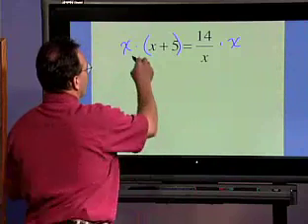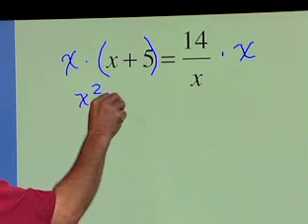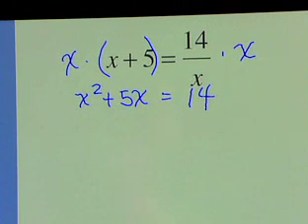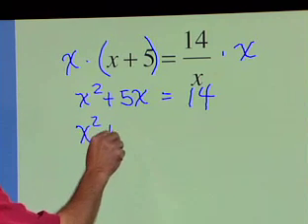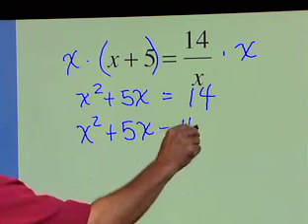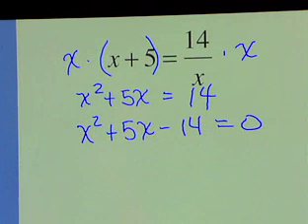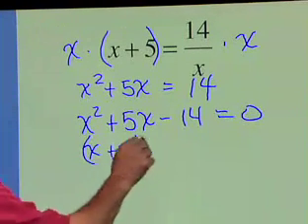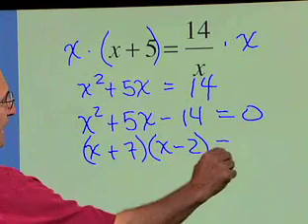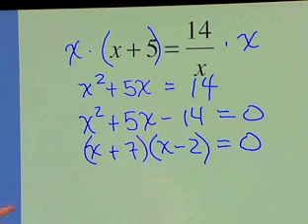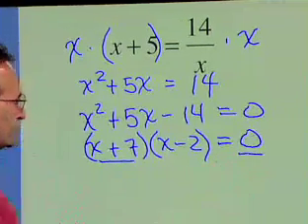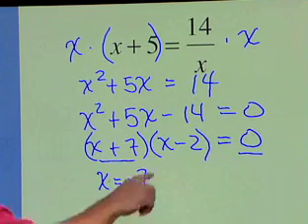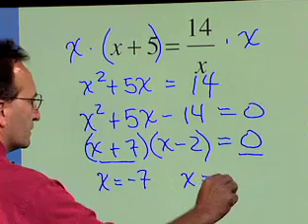So what it gives us is x squared plus 5x equals 14. And then we say that that's x squared plus 5x minus 14 equals 0. And then we try to factor it. And in fact, it does factor into x plus 7 times x minus 2, and that equals 0, which tells us we can set each term equal to 0. In this case, we get x equals negative 7. And in this case, we get x equals 2.